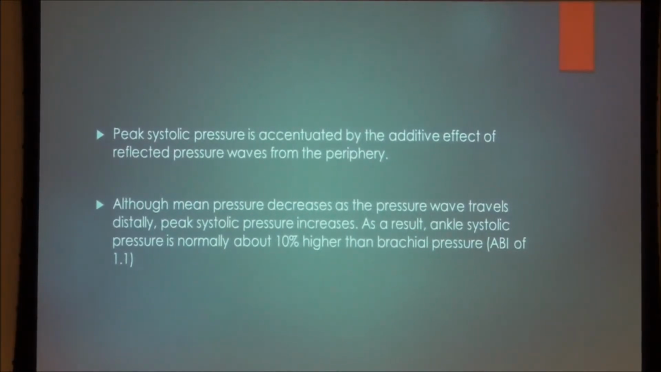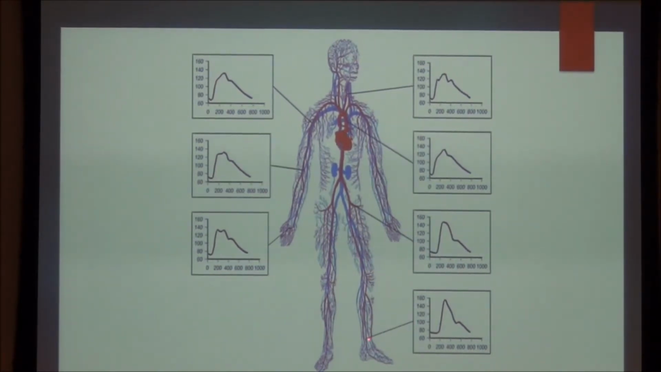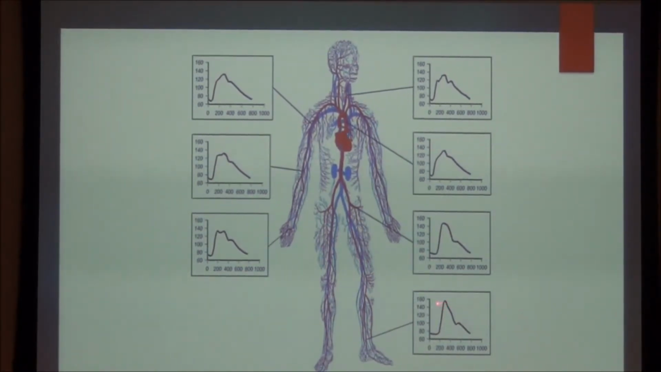So this is about the peak systolic pressure. The ABI is greater than 1, and it's interesting because usually the further you go away from the heart, the pressure should drop, right? The peak systolic pressure in your DP or PT is greater than brachial. Why does that happen? If the pressure in brachial is, let's say, 130, the pressure in DP or PT in the same person is 160.